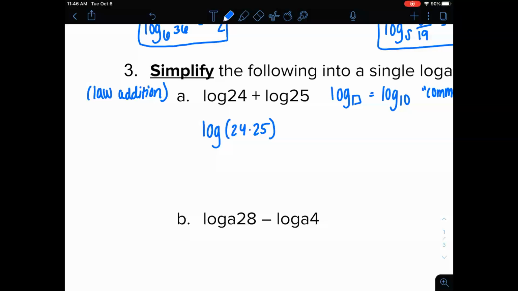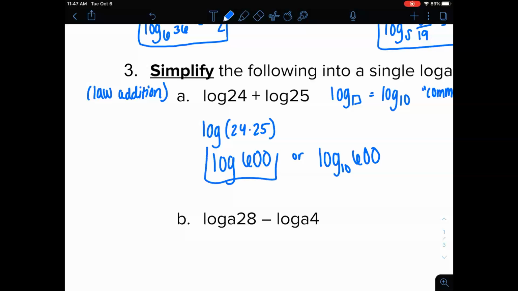And if I go into my calculator, what this turns into is log of 600, or log base 10 of 600. Both of them are equally accurate. So either one of these answers could work. Now, that's all I asked for here. I asked to simplify into a single logarithm.